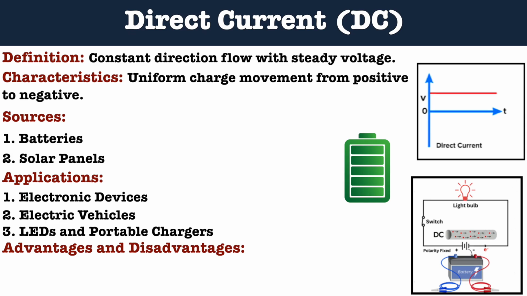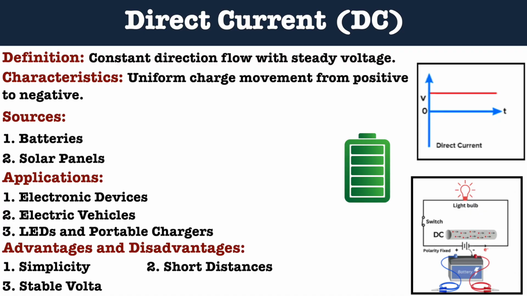First we will discuss the advantages of DC. The first advantage is simplicity, meaning DC systems are simpler and cheaper for low voltage applications. Another advantage is that DC is efficient for short distance power transmission, making it ideal for portable and small scale devices. Another advantage is stable voltage.